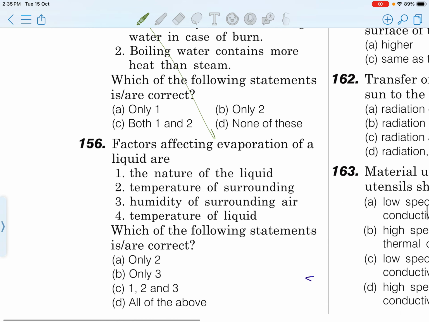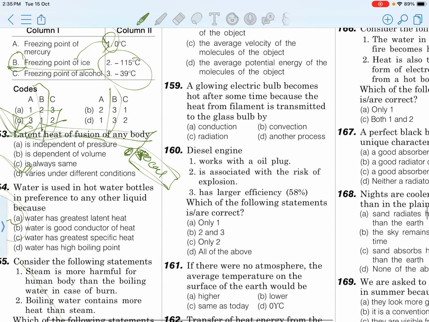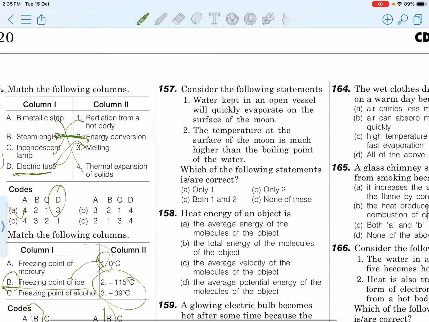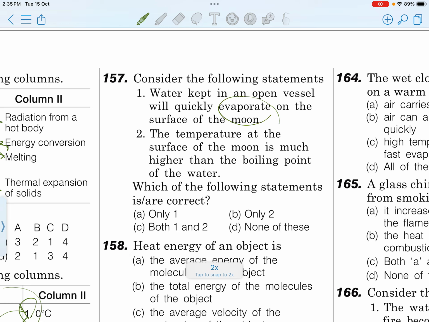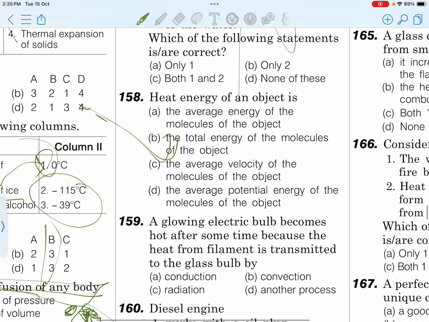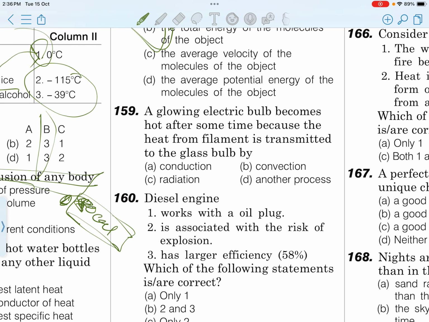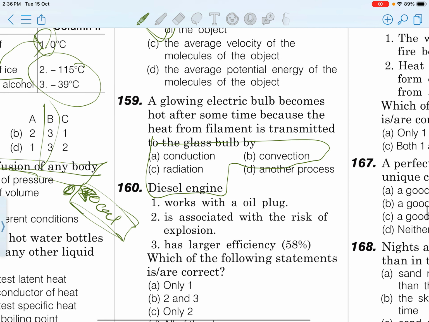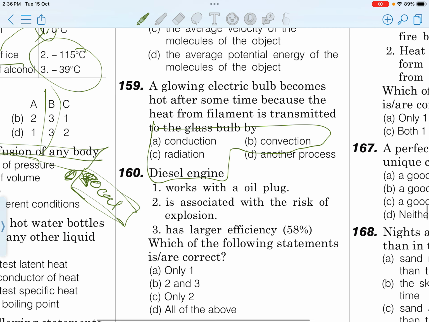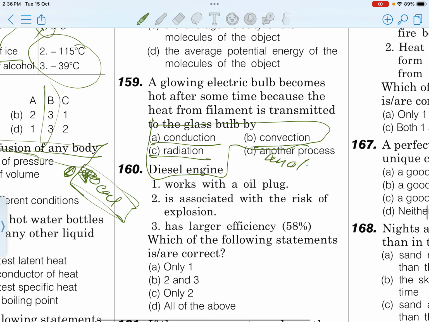So there's no need to do this. We don't need to do evaporation. Water is covered by evaporate. No need to do. Heat energy of an object is the total energy of the molecules of the object, right? A glowing electric bulb becomes hot after the filament. This is a good one, but I'm not discussing it in this video. I will be discussing conduction, radiation and convection in another video, another topic.